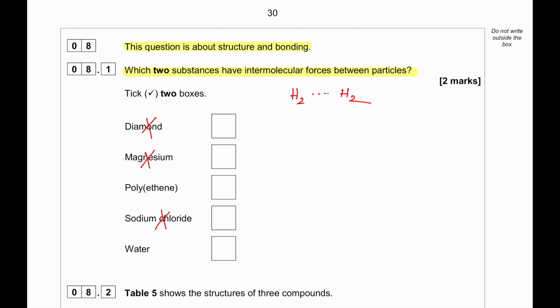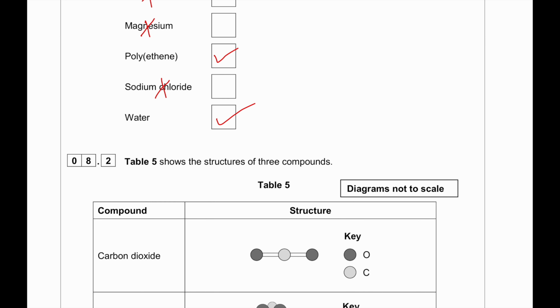Intermolecular force will exist between covalent substances, specifically smaller molecules. So water and polythene, these two substances will be the correct answer.